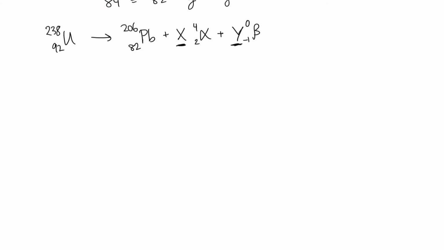Now, if we just look at the symbols here, we can actually see our beta does not change the mass number. But our alpha changes the mass number. Both of them are going to change the charge.